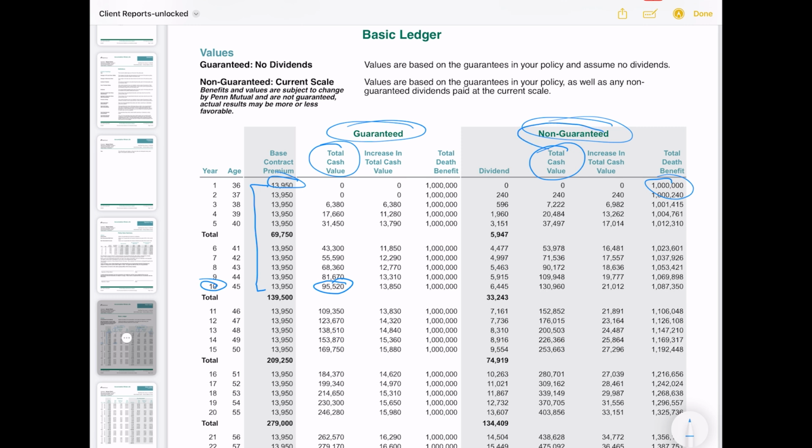Over on the non-guaranteed side, we'll notice that there's $130,960 in accumulated cash value, which is quite considerably more than the guaranteed cash value that has accumulated in the policy at this point. And the sole driving force behind that is the payment of dividends, which have then gone towards the purchase of paid up additions. So this difference between $130,960 and $95,520 is represented by paid up additions that have accumulated in the policy, and they are basically stacked on top of the guaranteed cash value that has also accumulated in the policy.